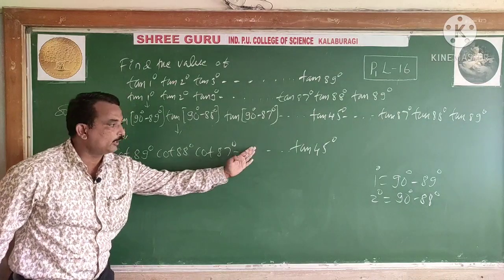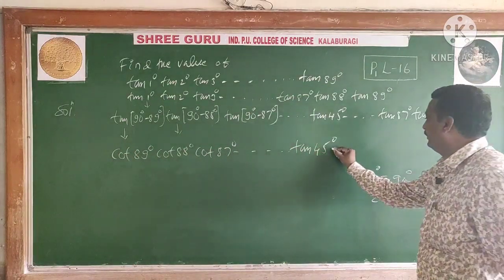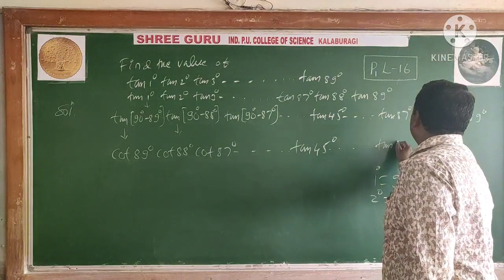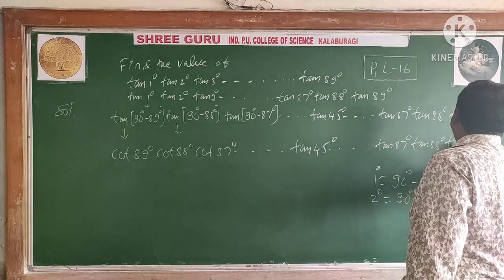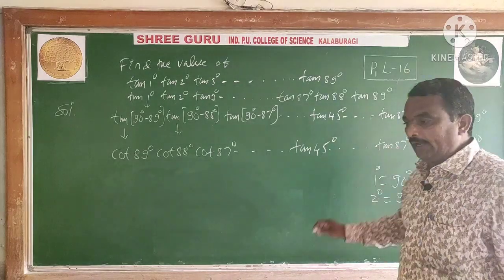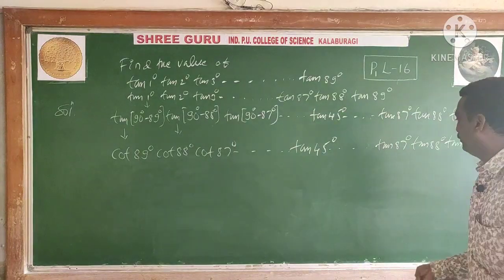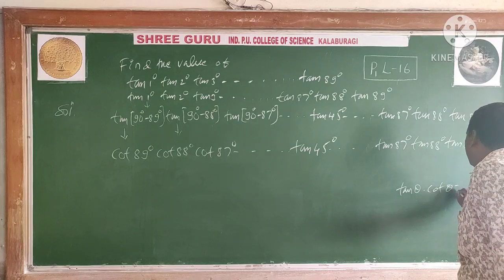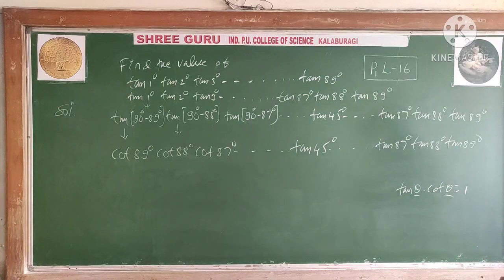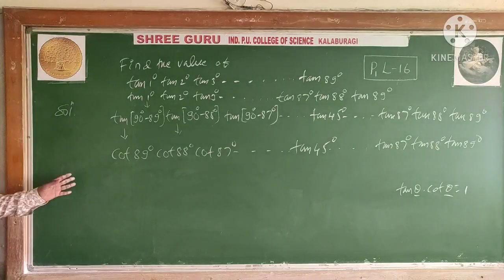After tan 44, 45 onwards remain in terms of tan only. These terms are in terms of tan only. This is 87, this is 88 and this is 89. So they remain as they are. Now see, you combine and make pairs, tan into cot. You know one of the reciprocal relations: tan theta into cot theta is equal to 1 when the angles are the same. Using the reciprocal relation, tan into cot becomes 1.